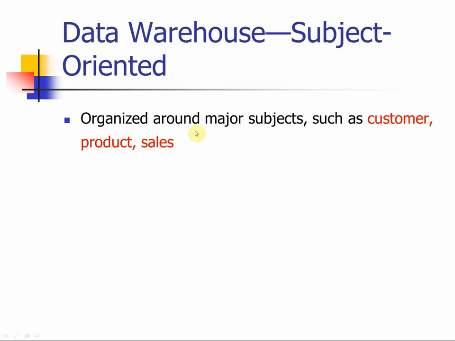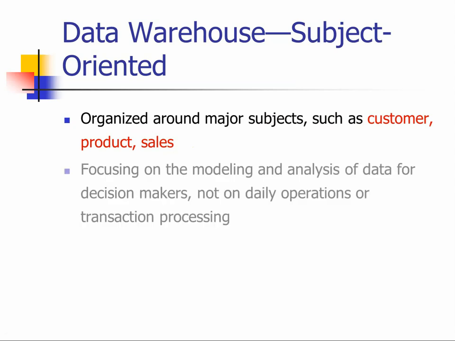It is organized under a major subject, such as customer. So the data warehouse is about customer. Then you want to collect everything about the customer into the data warehouse. It can be products, it can be sales, it can be students, it can be teachers. All of these are important in terms of one major subject that they want to collect about. Focusing on the modeling and analysis of the data for decision makers.